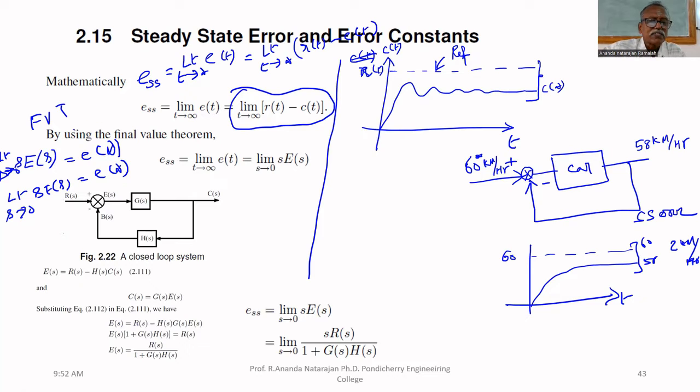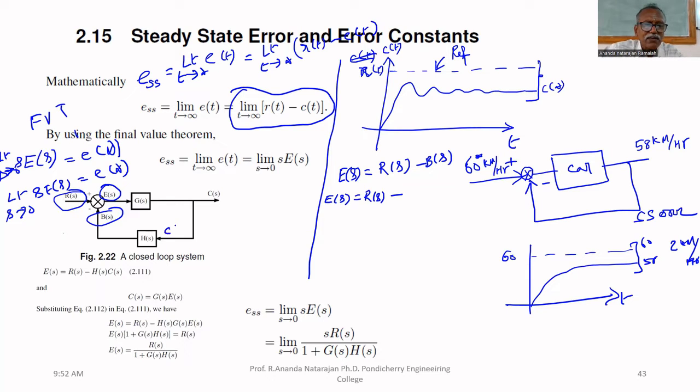Now we have to find E of S. What is E of S? E of S equals R of S minus B of S, because R of S is the reference. What is feedback? Feedback is B of S. So E of S equals R of S minus B of S.